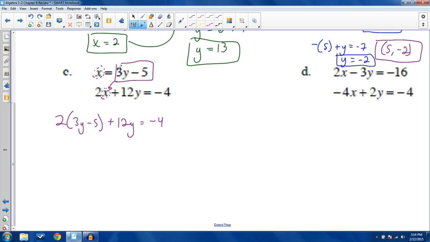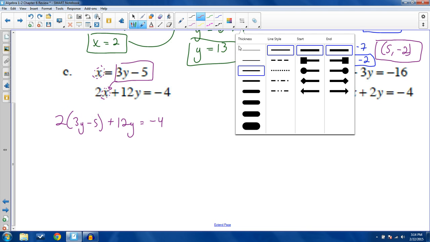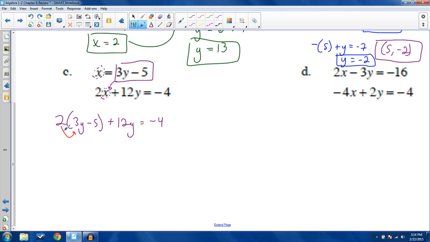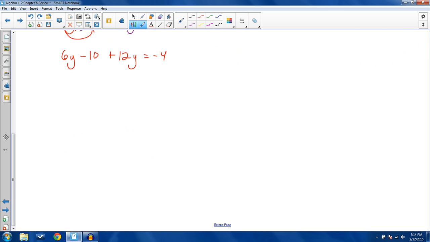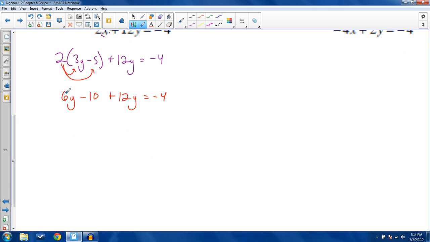And remember, I could do that because x equals this. So this took the place of x. Distribute: 2 times 3y is 6y. 2 times negative 5 is negative 10. So I have 6y minus 10 plus 12y equals negative 4. Simplify, isolate, divide. 6y plus 12y is 18y. Simplified. Add 10 to both sides. 18y equals positive 6. Divide both sides by 18.